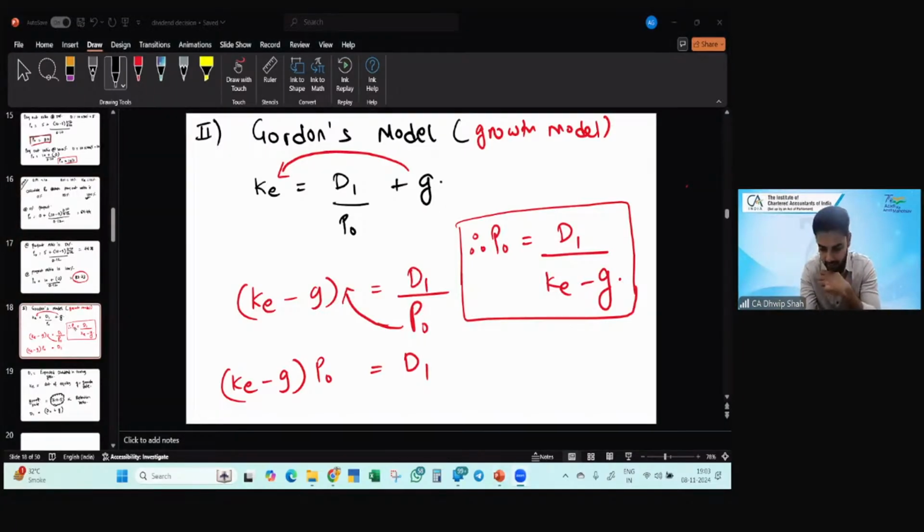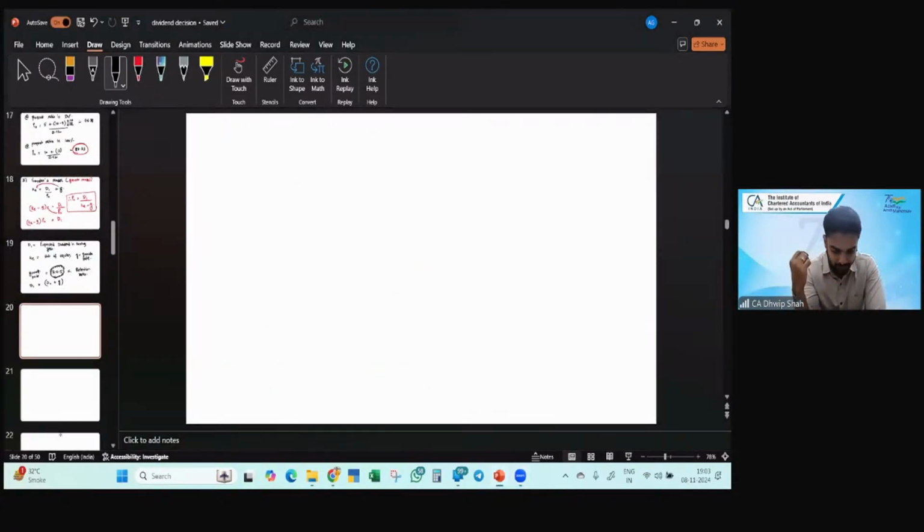Correct, Pallavi. This we are learning from a long-term perspective. How can we maximize the wealth of the shareholders? By retaining everything, we can maximize the wealth of the shareholders in that case.